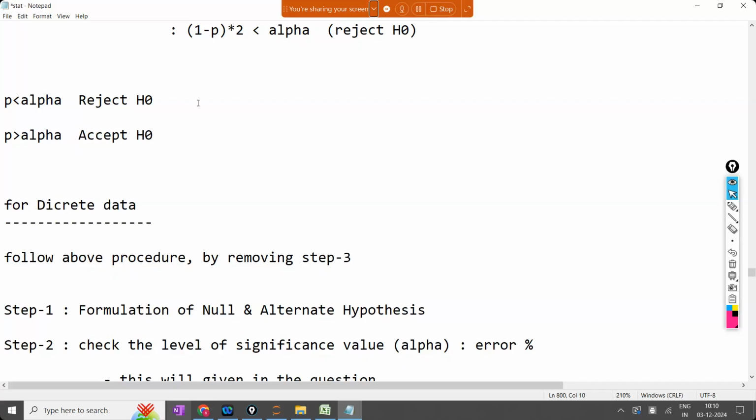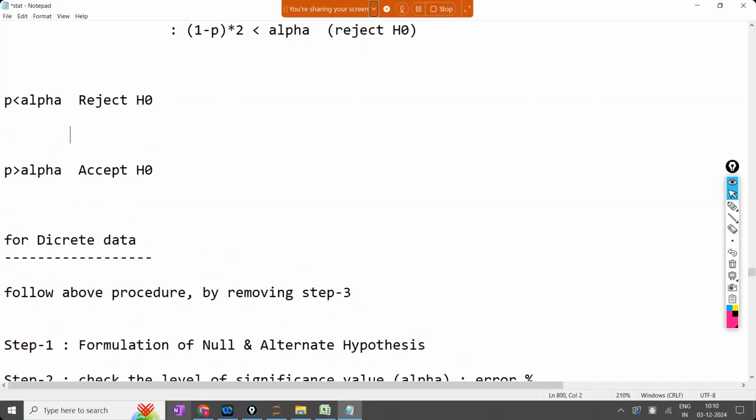For a left tail test, the P is the normal P only. If you want, you can write it here. For a left tail test, what is the P value? It is the same P value from the Z table. Same P value from the Z table. No difference, both are the same.